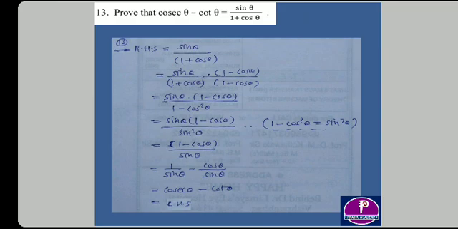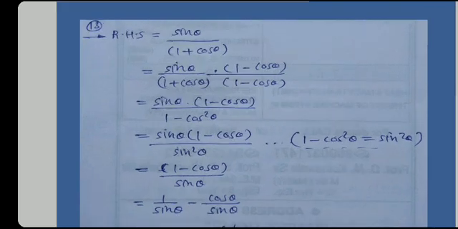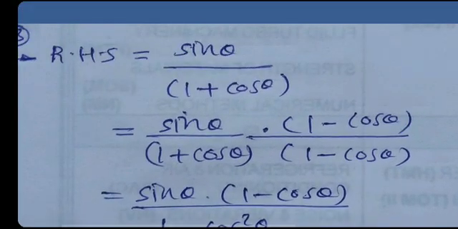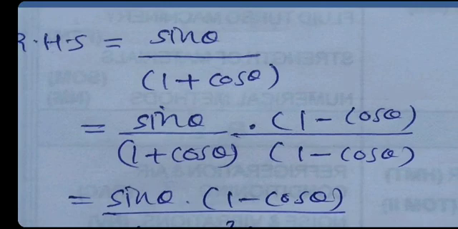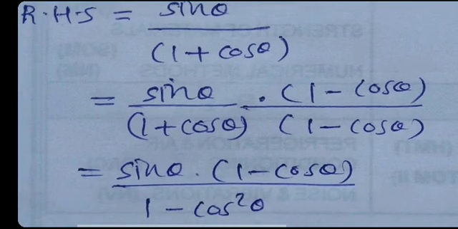Next is: prove that cosec theta minus cot theta is equal to sin theta upon 1 plus cos theta. So here we have considered RHS. It is simply sin theta upon 1 plus cos theta. In the next step, we are multiplying and dividing by the term 1 minus cos theta.